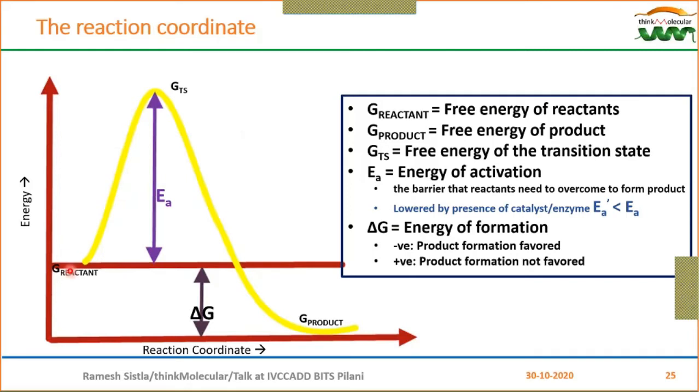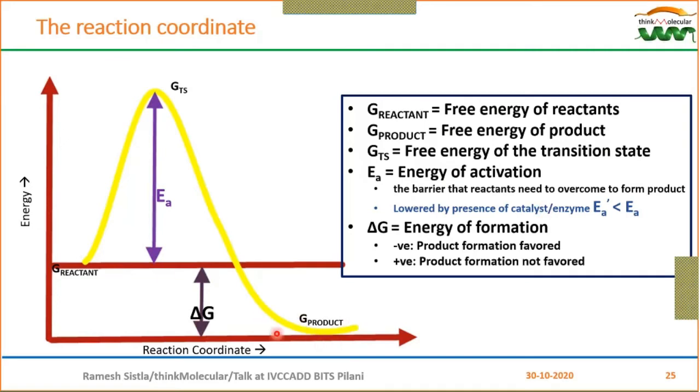Now, just to take you through the reaction coordinate, here is where the reactants are resting, and here is where the product is resting. The reactants, either by themselves or in combination with the catalyst, scale this activation barrier, then form the product here, and slide down the hill into a lower energy composition. This difference in energy of the reactants and the product is what we call the energy of formation.